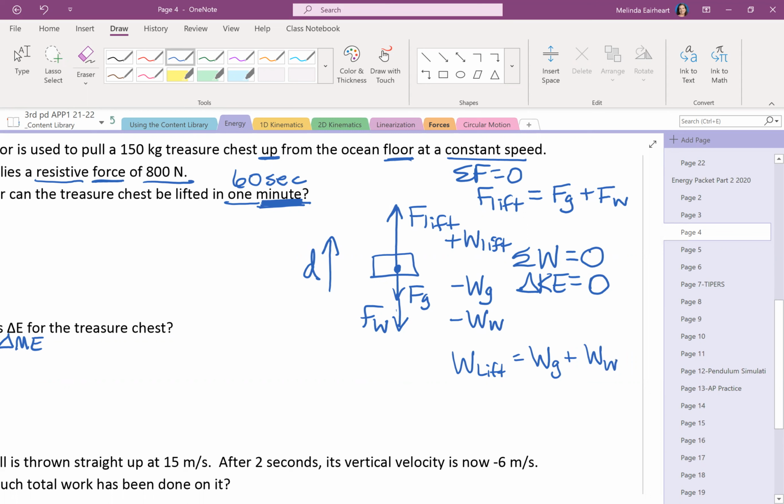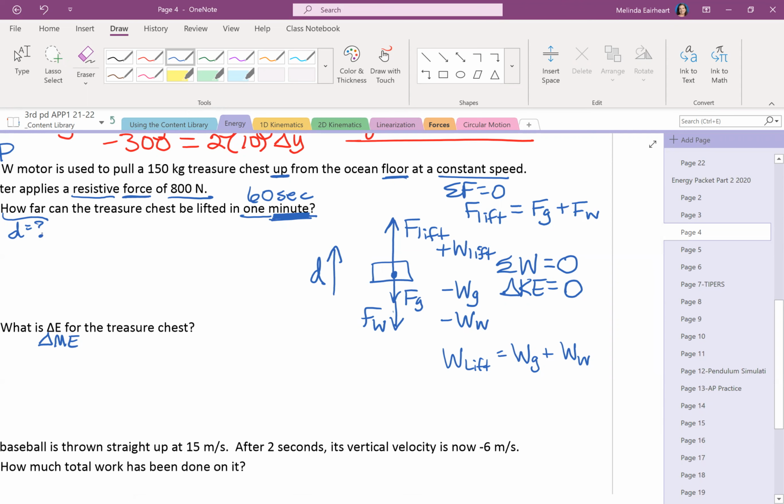Everybody good with kind of getting into what's happening here? Okay. Now let's go answer part A. How far can the treasure chest be lifted? What are we solving for here? How far we're solving for? Distance. And we already converted our 1 minute to 60 seconds, so we know time's going to be involved. And let's see, there's not time in the work equations. There's not time in the energy equations. What equation are we going to start this with?